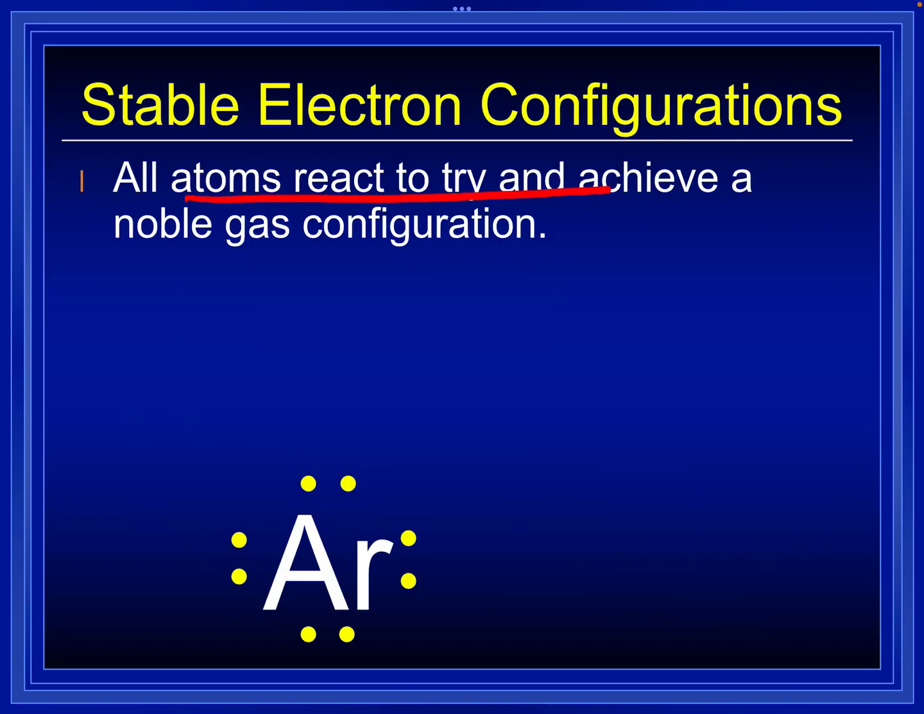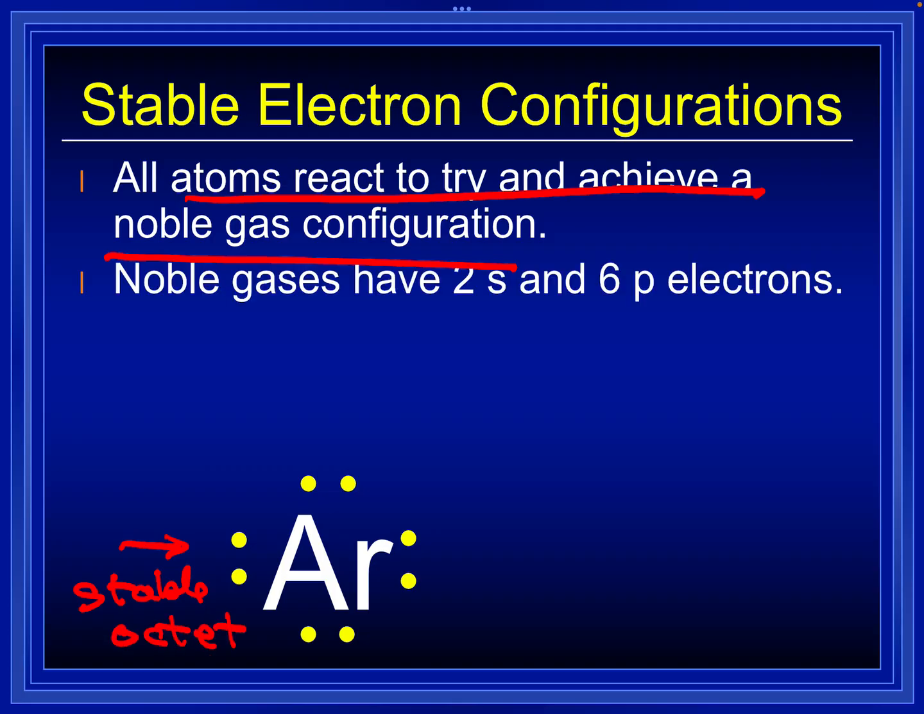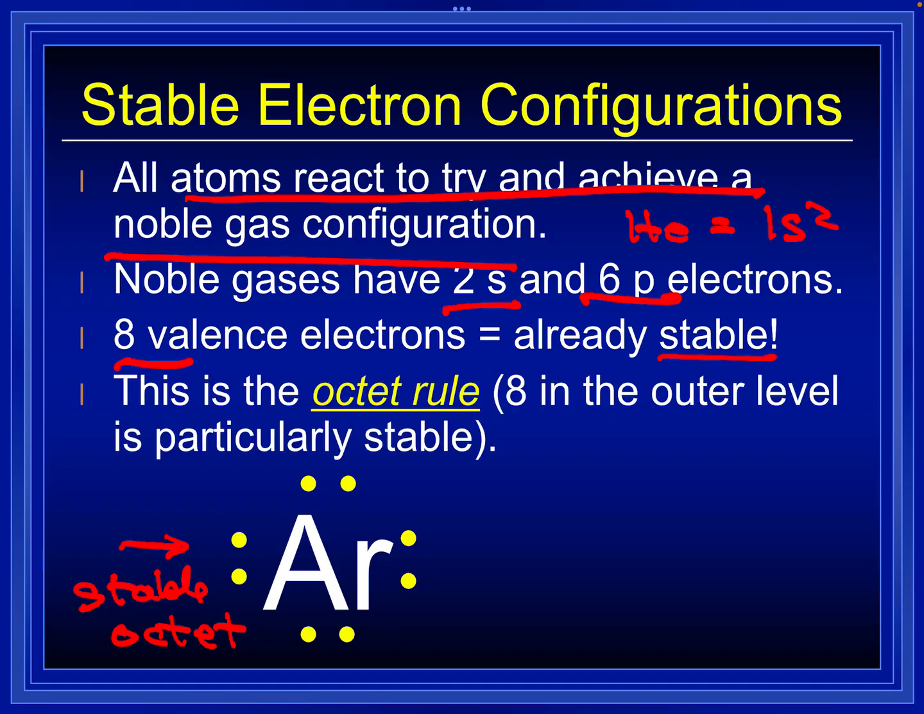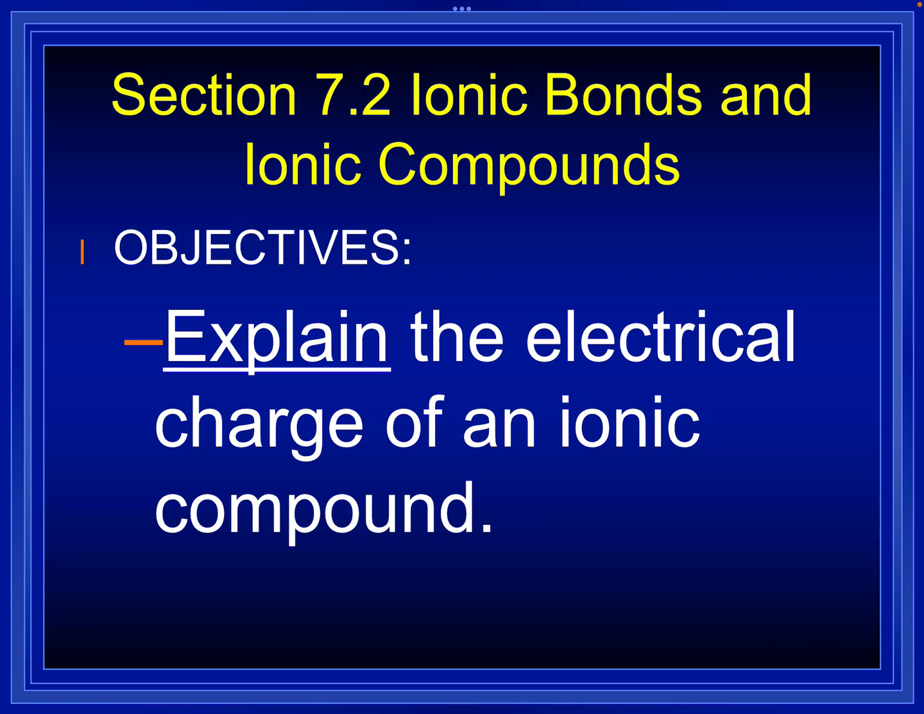So what do we know? All atoms try to reach a noble gas configuration, and there's a stable argon, because this has a stable octet. Noble gases have their 2s and 2p full, except helium, which has just 1s2. 8 valence electrons, stable. That is the octet rule. 8 in the outer shell has a particularly high stability. And we're done.